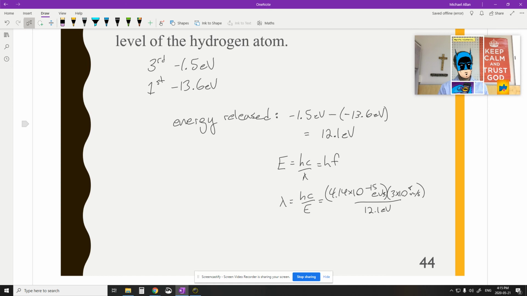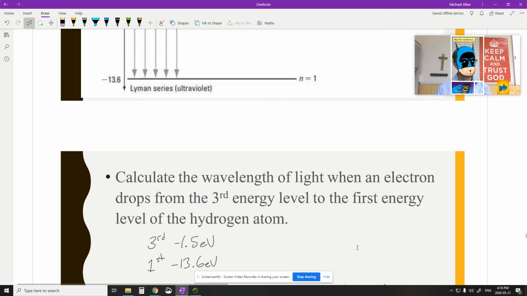Okay. 4.14 e to the negative 15. So I get 1.03 times 10 to the negative 7 meters. I'm going to put that into nanometers. That's 103 nanometers. So I know that's not visible light. It's on the shorter side, because remember, visible light starts around 400 nanometers. If that's the case, this is definitely in the ultraviolet range. There you go.